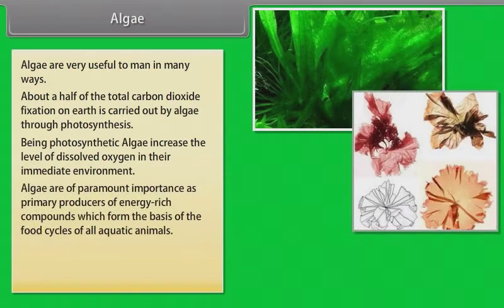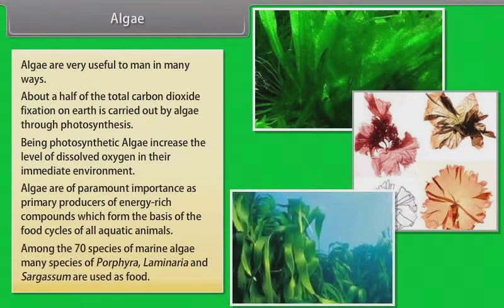Algae are of paramount importance as primary producers of energy-rich compounds which form the basis of the food cycles of all aquatic animals. Among the 70 species of marine algae, many species of Porphyra, Laminaria, and Sargassum are used as food.